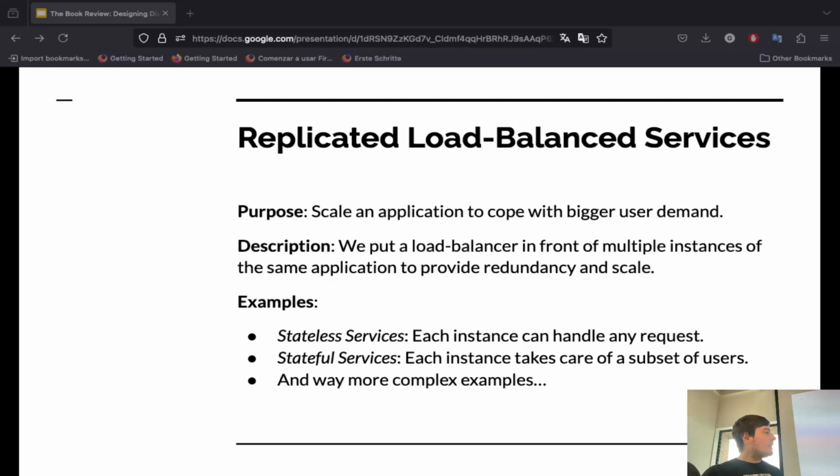Whereas if you have a stateful service, let's say a web shop application, where a user adds items to their shopping cart, and that shopping cart is stored in session attributes, not in cookies, but in the service, then we use some kind of session stickiness, so sticky sessions on the load balancer, to always target the same replica for the same user.